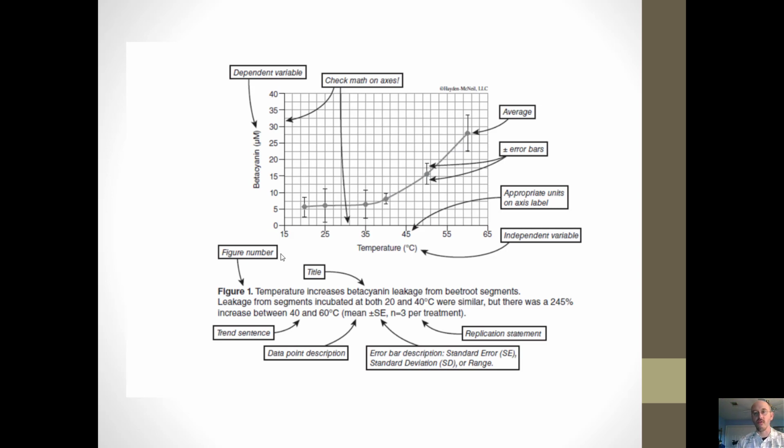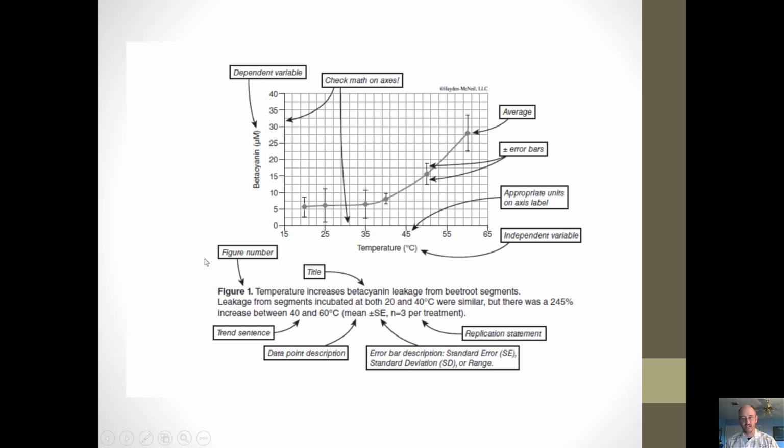This shows you all the parts of a completed figure. This shows you the X and Y axis that are both labeled, and they both have units on those labels. We can see that there are data points graphed here with error bars. You're going to do that as well. We have a caption beneath. That caption always starts with a figure number. It has a title sentence. We never put titles above graphs in biology. The title goes into the caption beneath the graph.